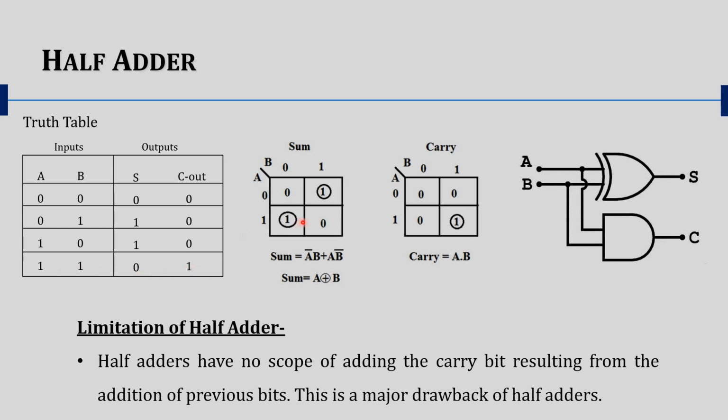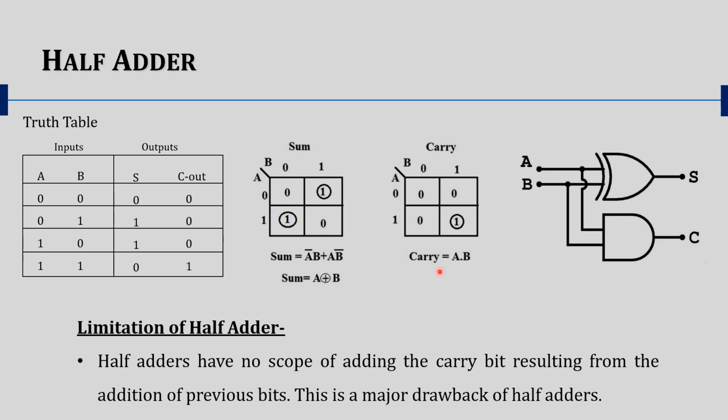Using this K-map, we can find out the simplified expression for the variables sum as well as the carry. The sum is equal to A bar B plus A B bar, which is equal to A exclusive or B. And similarly, the carry is equal to A into B. So now we got the logic expression for the sum variable as well as the carry variable.